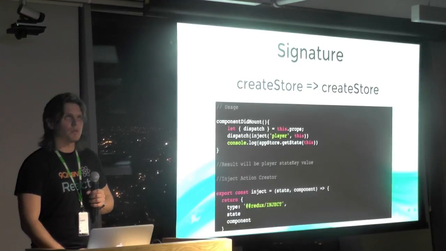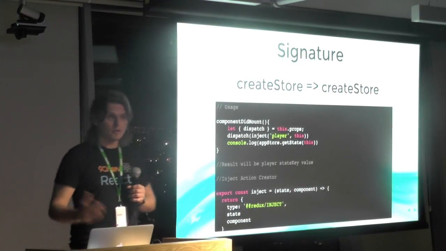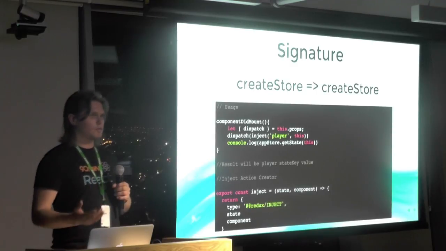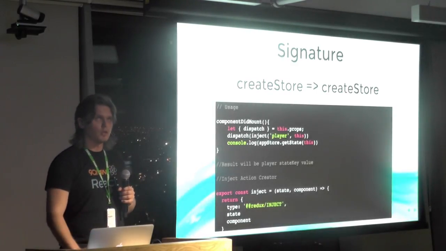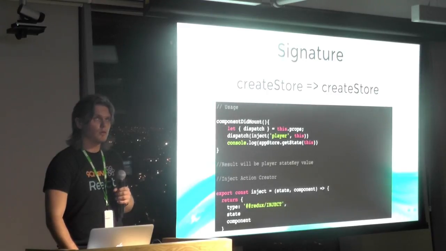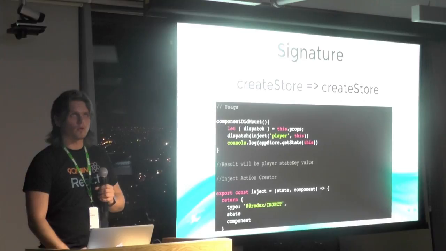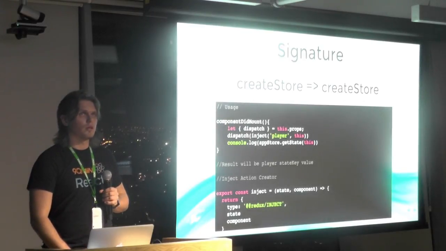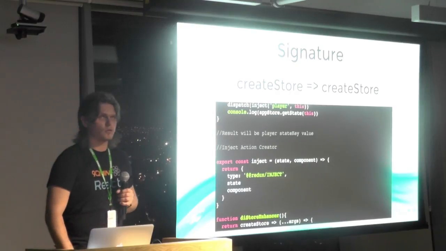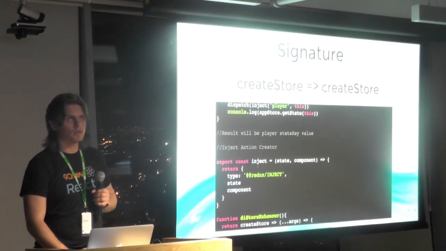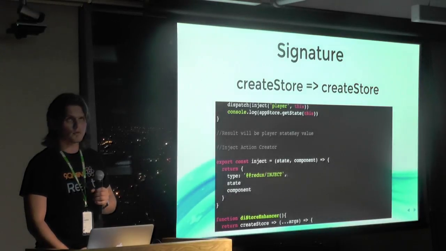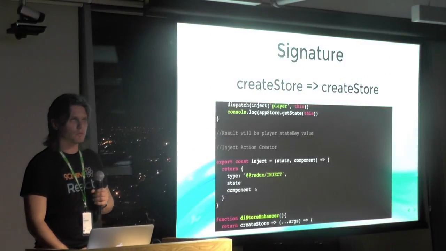I will show you an example here with dependency injection, for example. You want to add the ability to dispatch an action, which is called inject, and say give me only this, only the player key, a state key from the whole state of the application, and for example console log this state. In order to do so, I create the action creator which is called inject in my case, and it passes type Redux inject state and component.